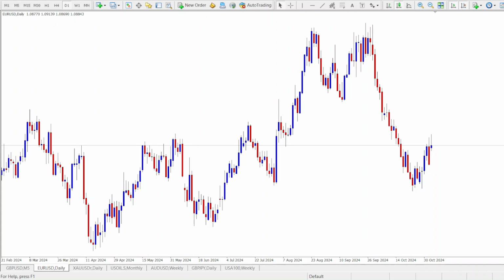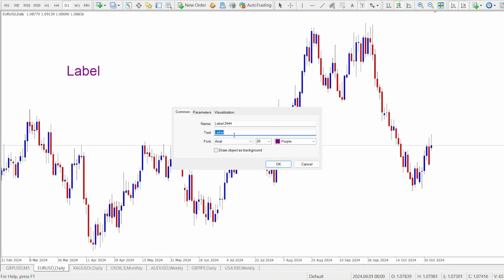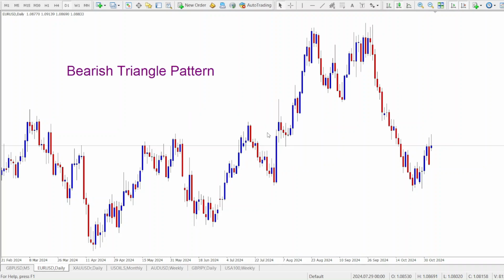In this video, we are going to be discussing a critical technical formation known as the bearish triangle pattern. You might have come across the bearish triangle pattern before. It's possible that you did not even know what it was when you came across it if you are a newbie, but if you are an experienced trader, then of course you probably know what it is. Whatever the case may be, we are going to be discussing this pattern in this video.